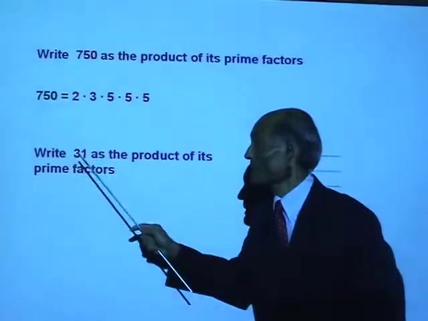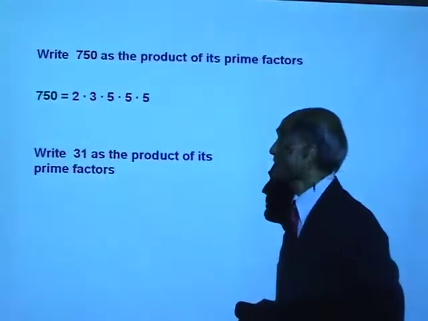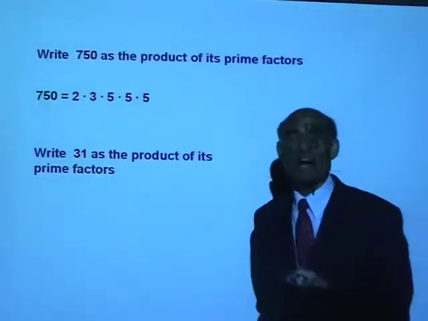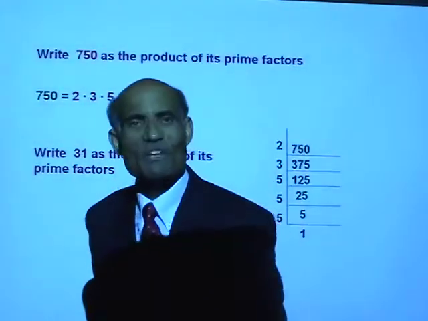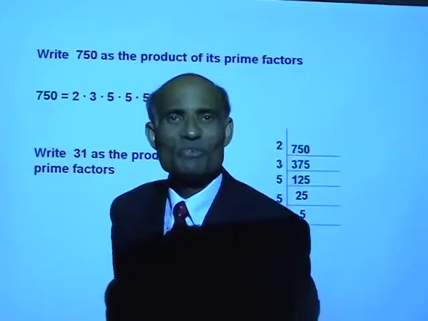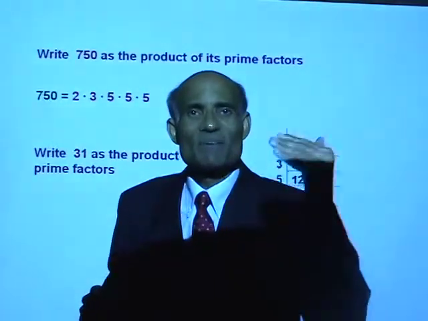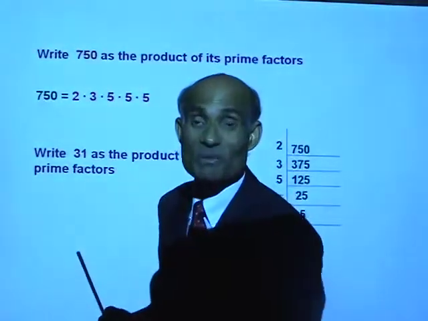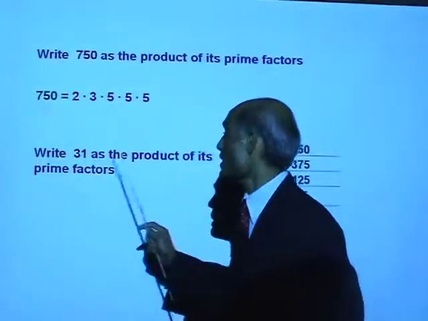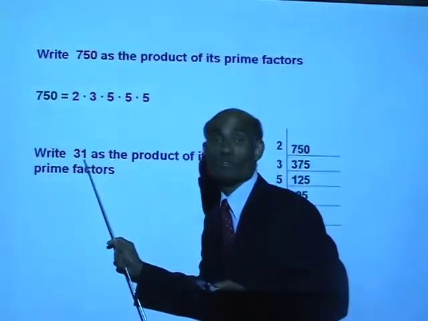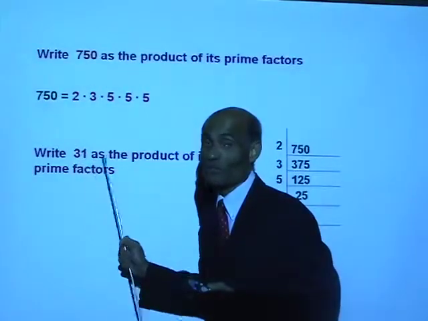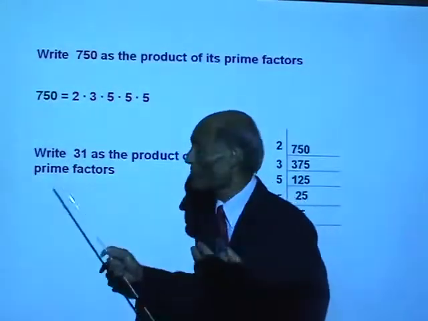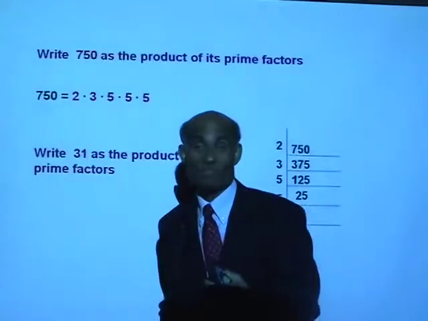How about this? Write 31 as the product of its prime factors. 31. What kind of a number is 31? If you followed my first lesson, you must be able to tell me. 31 cannot be divided by 2. 31 cannot be divided by 3, can you? No. 31 cannot be divided by 5.